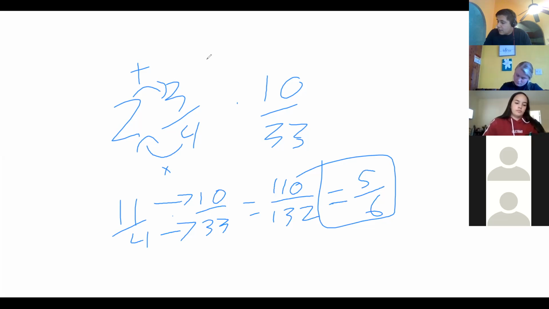Yep. Screenshot that, just in case. All right, so, pretty simple. Try to practice reducing as much as you can. But, I mean, technically, if you don't reduce, the answer isn't wrong, right? It's just that we prefer to reduce it as much as we can because we don't like working with big numbers. We don't want to work with 110 over 132. We'd rather work with 5 over 6 instead. Okay?